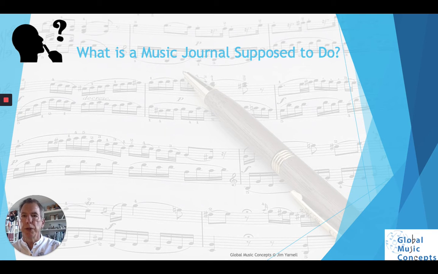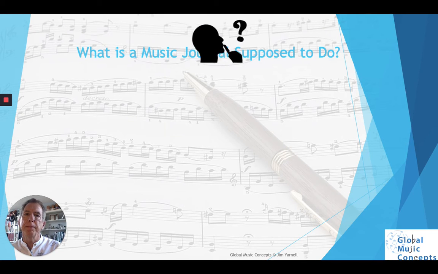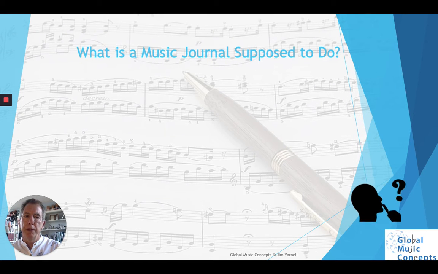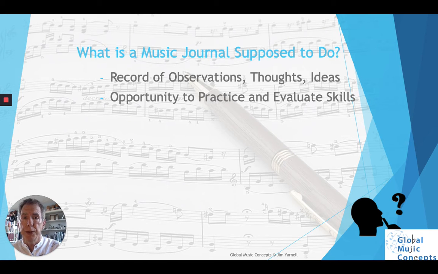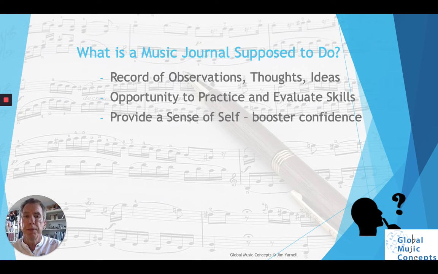What is a music journal supposed to do? Let's wander around a little bit here and say, what is this actually supposed to do? A journal is supposed to be a record of observations, thoughts, and ideas. They're not necessarily finished products. They're works in action. They're processes. It creates opportunity to evaluate skills and to practice, not just practicing your instrument or voice, but practicing creating opportunities, practicing composition, practicing arrangements.